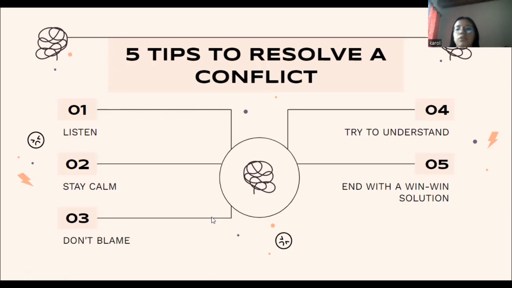So try to understand. And finally, we need to end with a win-win solution because sometimes we make the 4 steps, but the solution we get to is only a benefit for us, not for the other one. So then maybe the problem will just start again because we all want to win and we all want to be comfortable and happy. So maybe try to make a win-win solution for both of you.